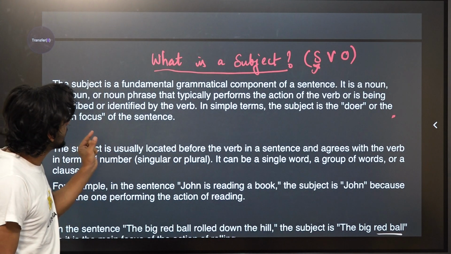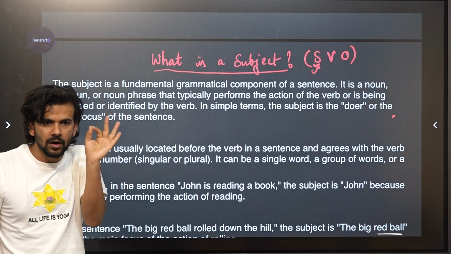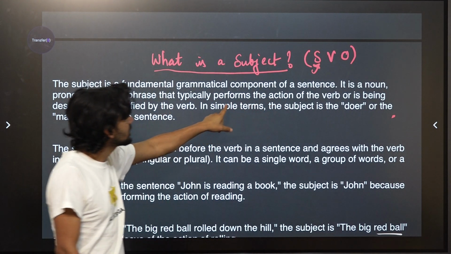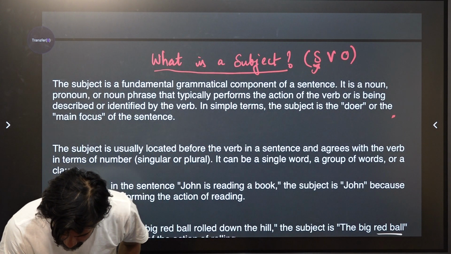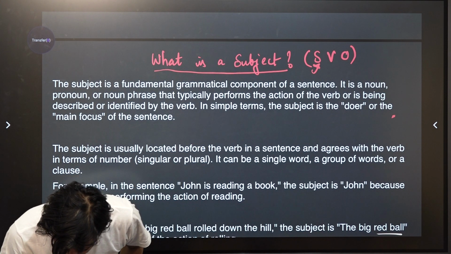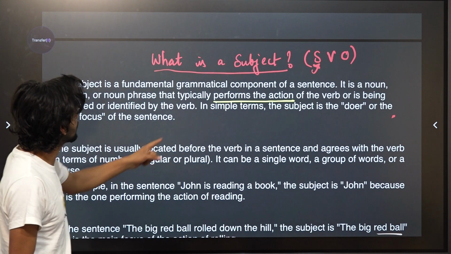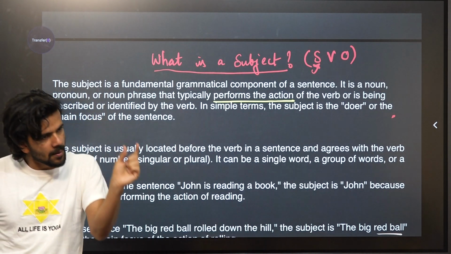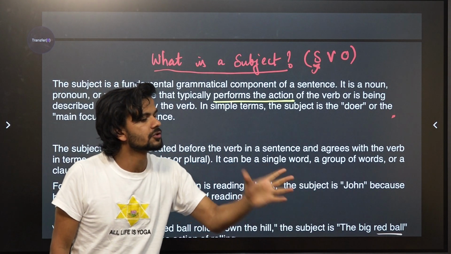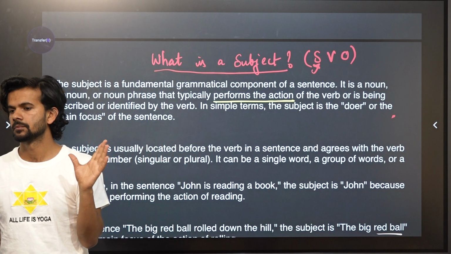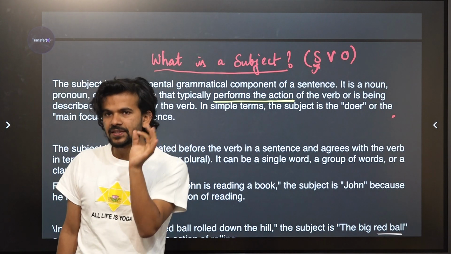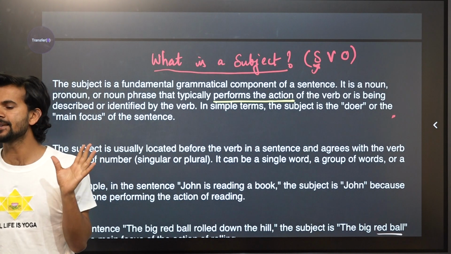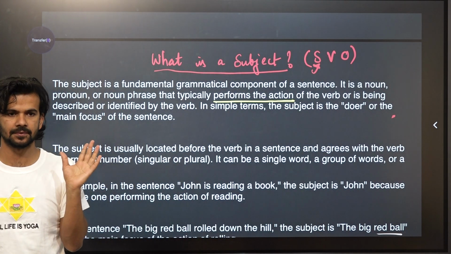And what do these words do? They are the ones that perform the actions. That's the important part, okay? So in a sentence, the word that performs the action is the subject. Can we repeat that again? In a sentence, the word that performs the action is the subject of that sentence.